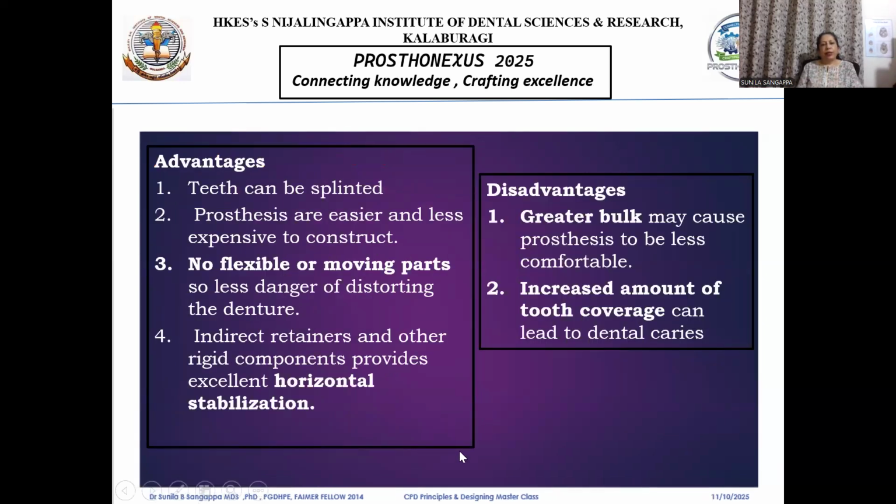Note again the advantages and disadvantages of this philosophy. So here, the advantages are that teeth can be splinted and also the processes are easier and less expensive. No flexible or moving parts are involved, and this also exhibits excellent horizontal stabilization. The disadvantages basically being the greater bulk and also increased amount of tooth coverage, which can lead to dental caries.